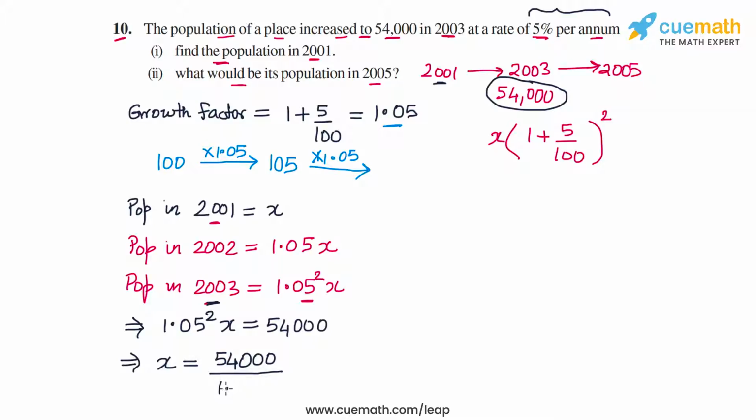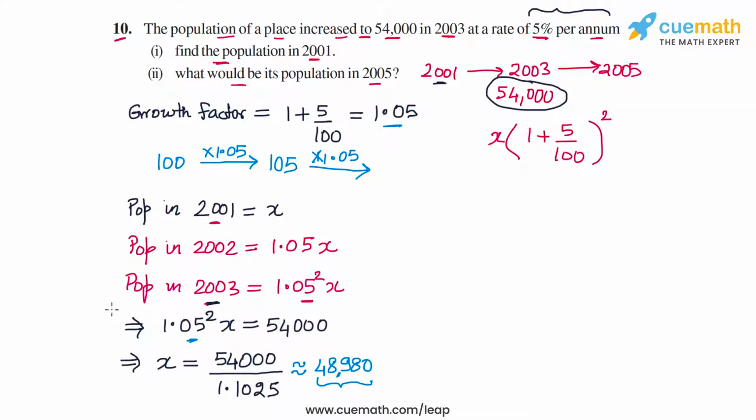1.05 square is 1.1025, and if you carry out this division, this would be roughly equal to 48,980. The other way to have done this calculation is, instead of taking this as a decimal number 1.05, you could have converted it into a fraction and simplified. But both will give you the same answer. So the population in 2001 is roughly 48,980. I have rounded off the answer, so this is the number that I get.